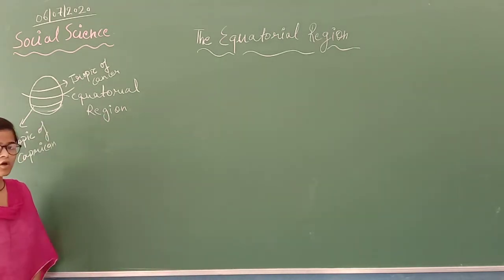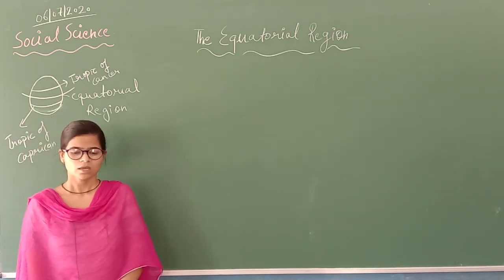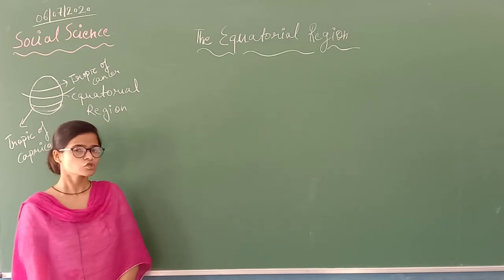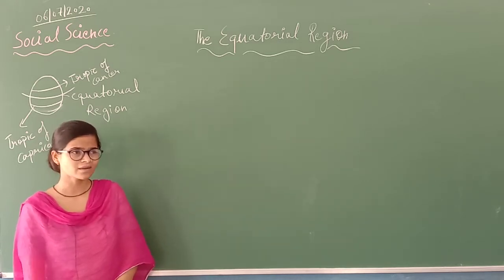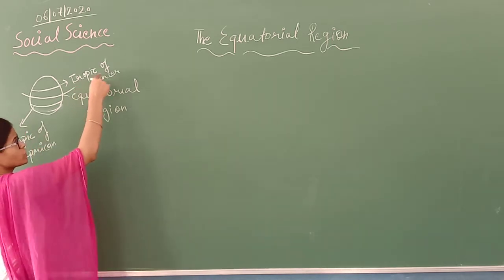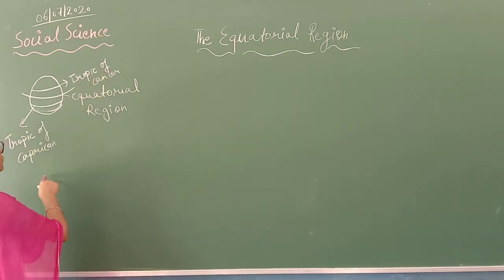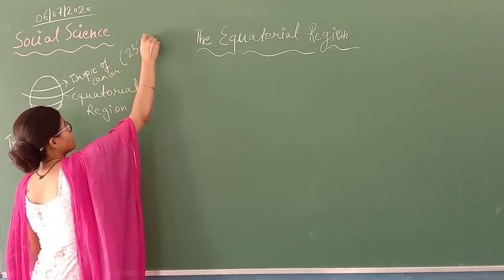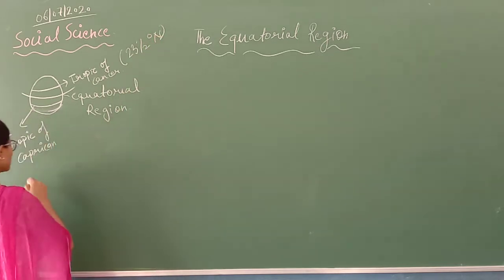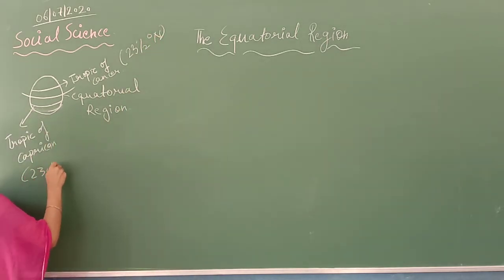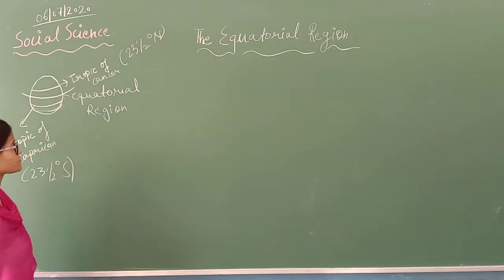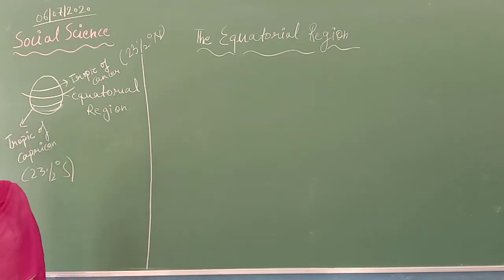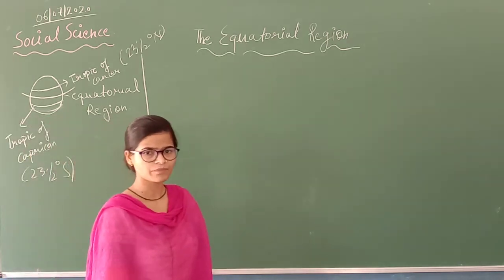As you all know, we have already learned about longitude and latitude in my previous video. The important lines of longitude and latitude are these: the Tropic of Cancer, the equator, and the Tropic of Capricorn, at an angle of 23.5 degrees north here, and 23.5 degrees south. So this is the place where the equatorial region is located.